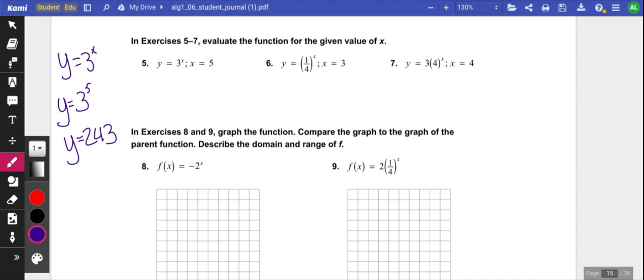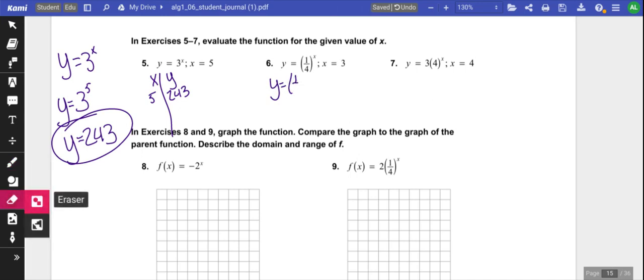Okay, 243. That's my y value. Okay, so if I was making a little x and y table and 5 was what I plugged in, I'd get 243 for my y. Right? All right, let's go on to the next one. Okay, I've got 1/4 to the x, and it wants me to plug in 3 for my x, for my exponent.